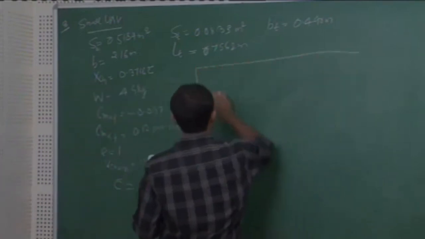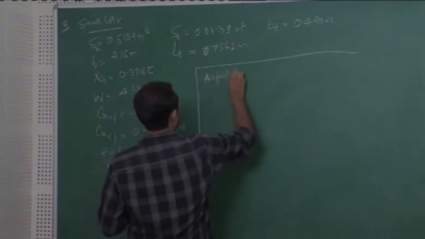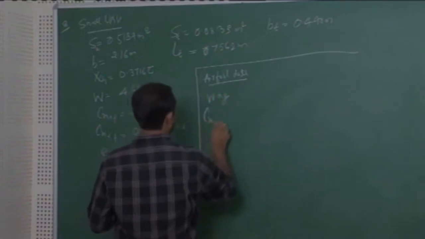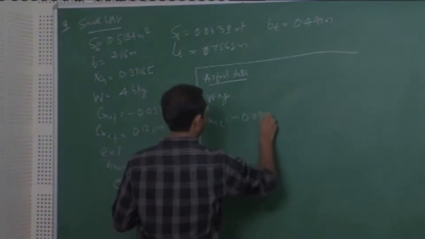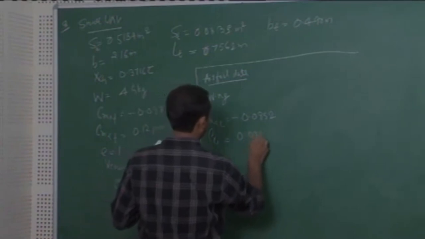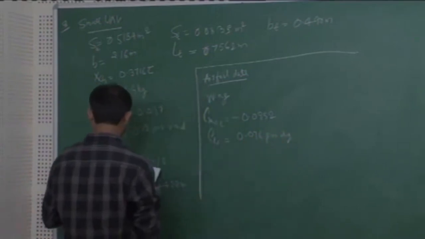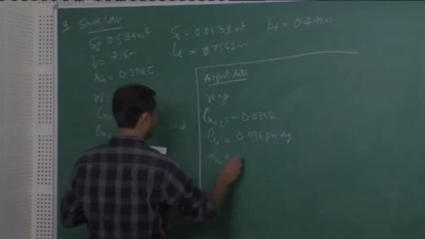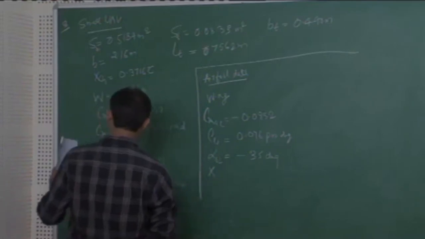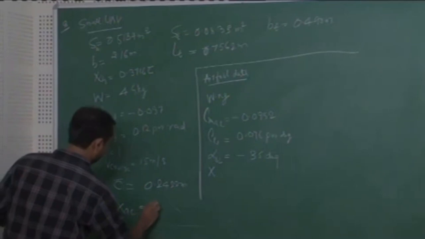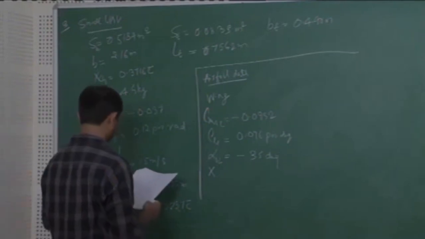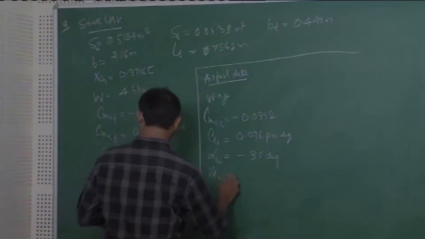Now airfoil data. Wing CMAC is minus 0.0952. CL alpha, this is for airfoil, is 0.096 per degree. Angle of attack at zero lift is minus 3.5 degrees. XAC of aircraft is 0.3237 C bar. Wing incidence angle is 2 degrees.